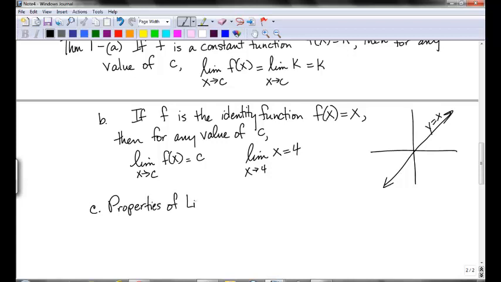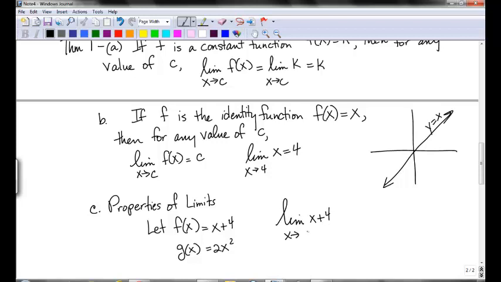Okay, let's do one more example on properties of limits. Say they let f of x equal x plus 4, and g of x is 2x squared plus 8x plus 4. What's the limit as x approaches 1 of this polynomial?